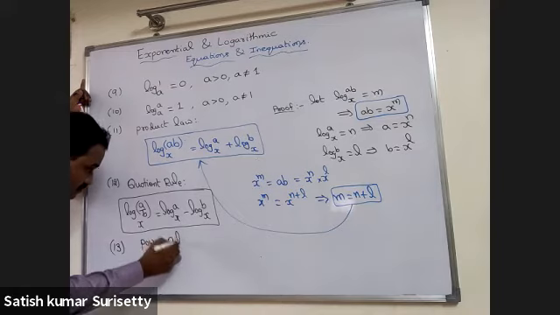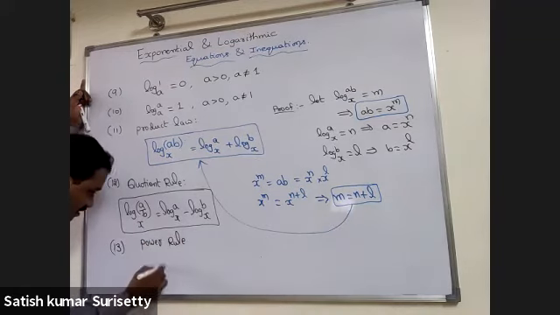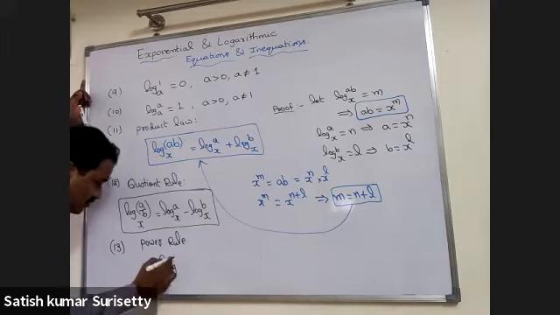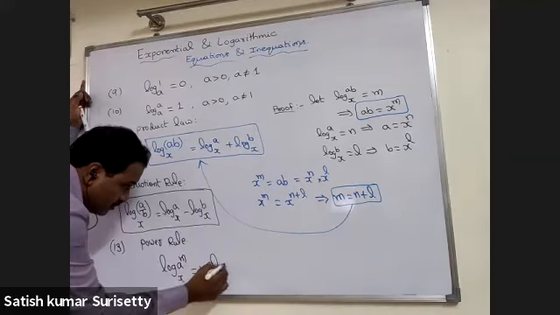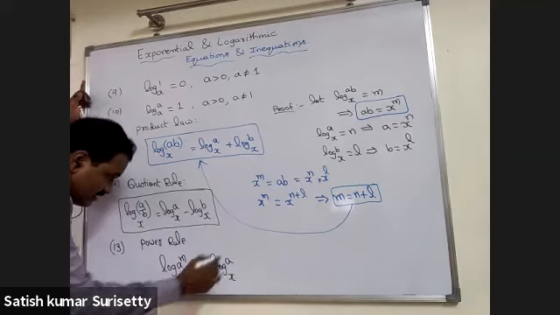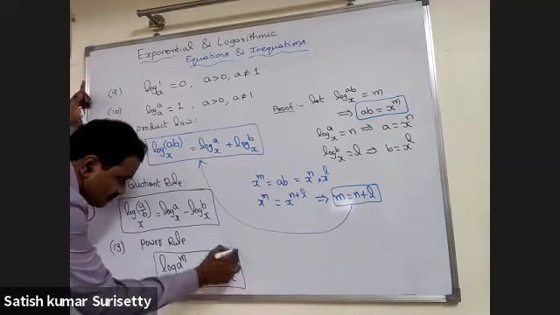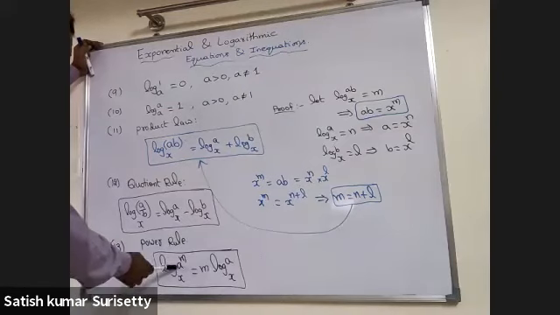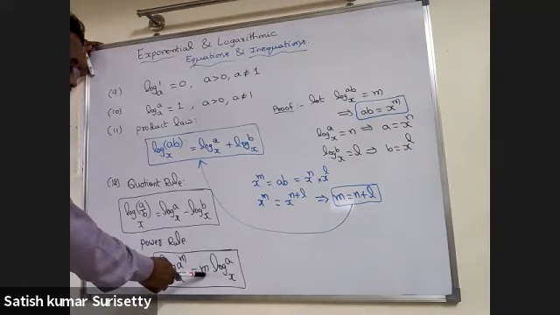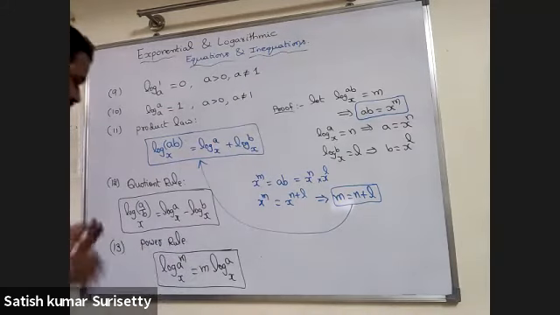Power rule. Log of a to the power of m base x equals m into log a base x. So this also can be proved in the same manner. So here log of a to the power of m base x equals m into log a base x.